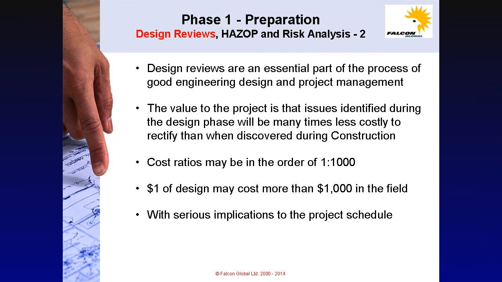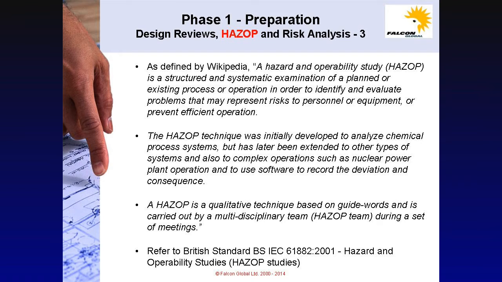HAZOPs. As defined by Wikipedia, a hazard and operability study is a structured and systematic examination of a planned or existing process or operation in order to identify and evaluate problems that may represent risks to personnel or equipment or prevent efficient operation.